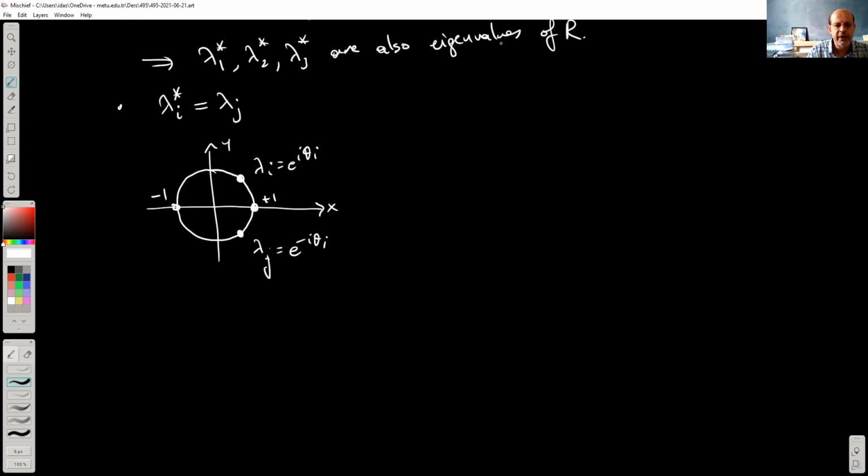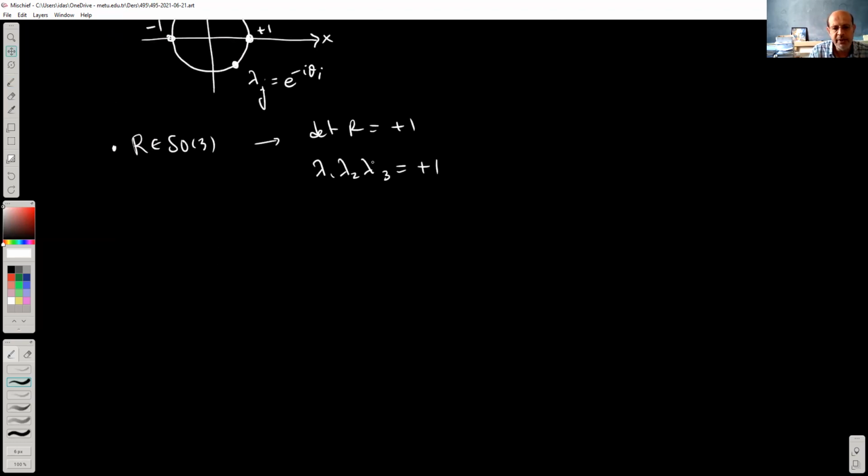But I'm just going to write one more thing. So I know that R is in SO(3), so that means the determinant of R is equal to +1. So that means the product of all of these eigenvalues is equal to +1. So I'm going to join all of these facts and show that one of the eigenvalues has to be +1. Okay. So as a result, I'm just going to say there are three possibilities for eigenvalues.